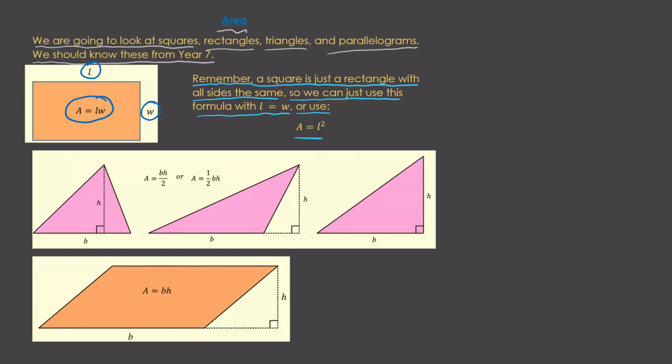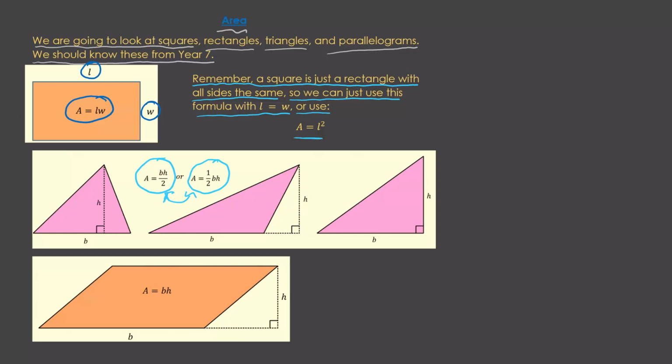With a triangle, our formula is normally given as a half base times height, but I find that many students prefer to do base times height and then divide by 2. These are the same statement because multiplying by a half and dividing by 2 achieves the same result.